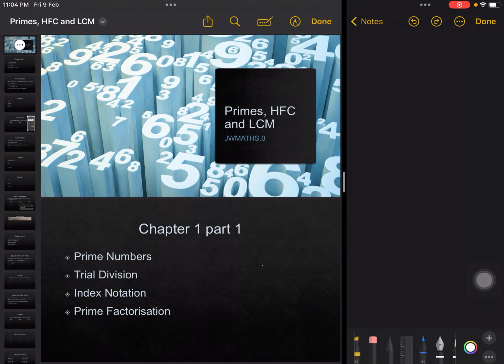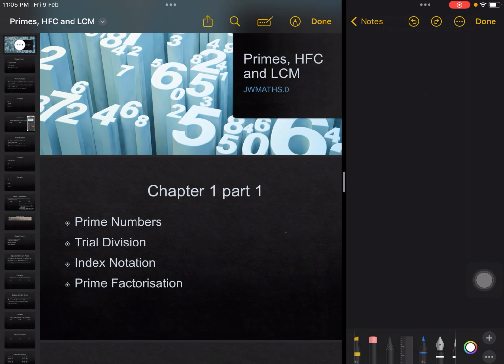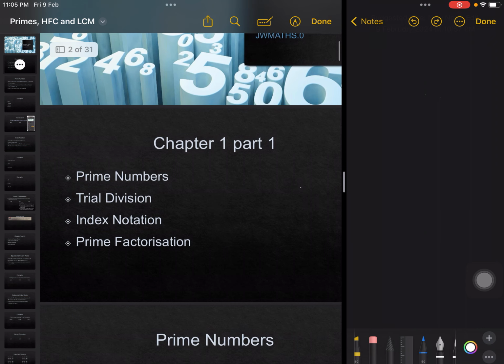Okay, so let's start. Today I'll be going through chapter 1 of secondary school 1 topics. Part 1 will be about prime numbers and trial division. I'll go through what prime numbers are, and how we use trial division to test whether a number is a prime or a composite number. Thereafter I'll go through index notations. Lastly, it will be prime factorization in this video.